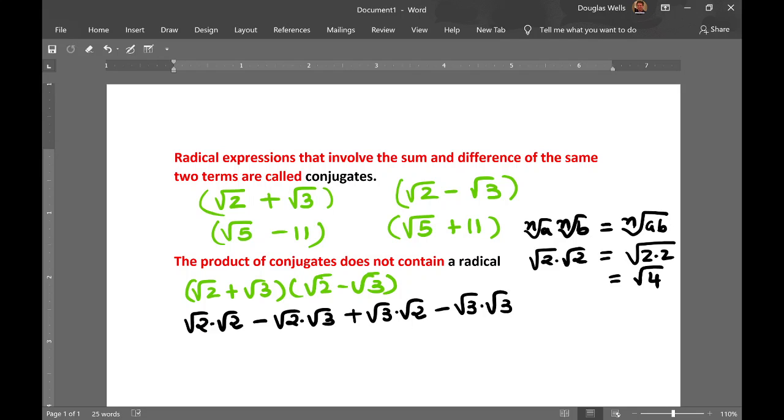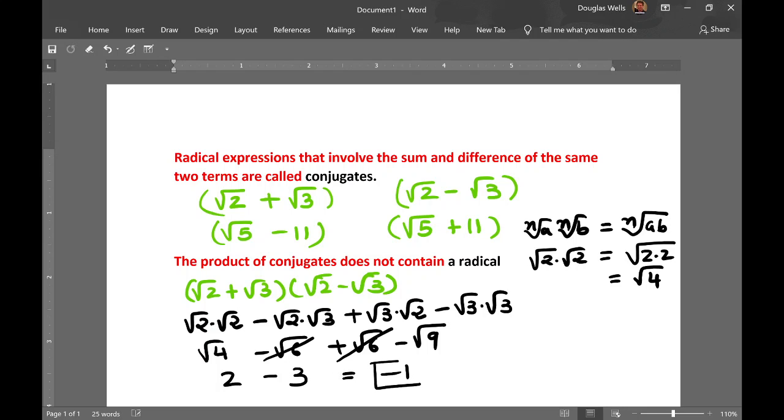So now let's practice these 4 terms using that product rule for radicals. This is square root of 4, square root of 6, square root of 6, and square root of 9. These two terms are like terms with opposite signs, so they cancel each other out. Square root of 4 is 2, square root of 9 is 3. Your answer is negative 1, and your answer does not carry any radical. Hope this will help you.